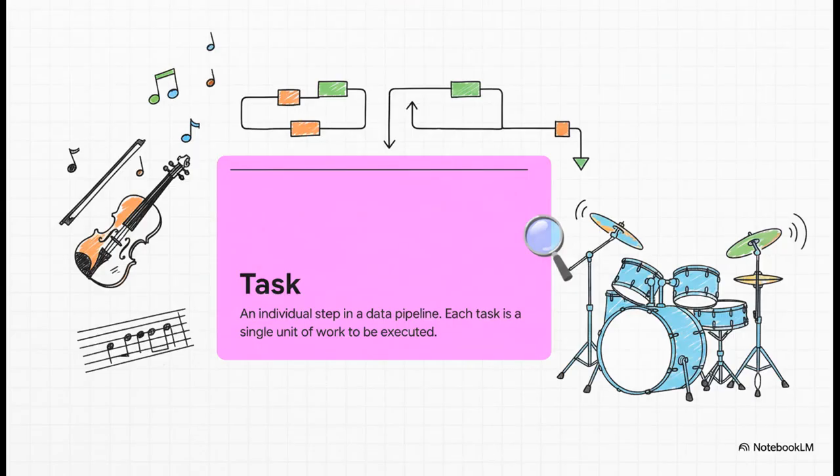And inside that DAG, you have tasks. A task is just one specific step in that plan. It's a single unit of work. So going back to our orchestra, a task is like the instruction, okay, violin section, play these next 8 bars, or percussion, you come in now. It's one specific concrete action.